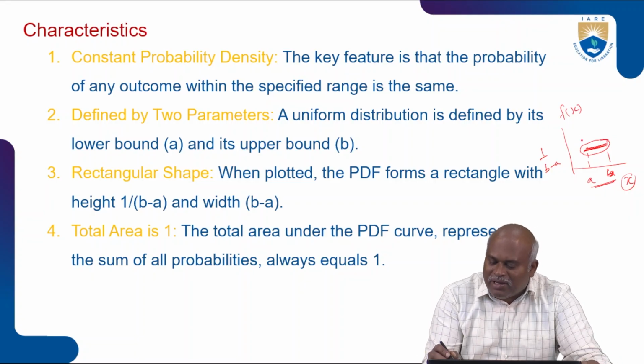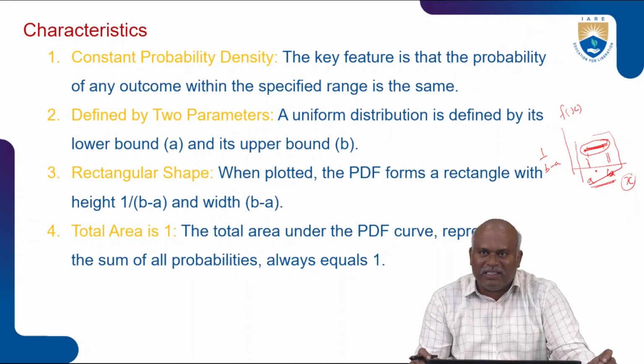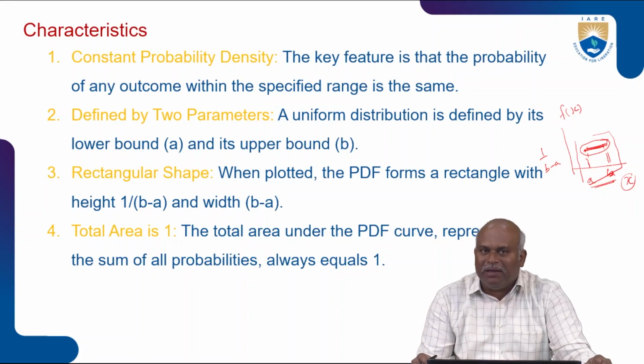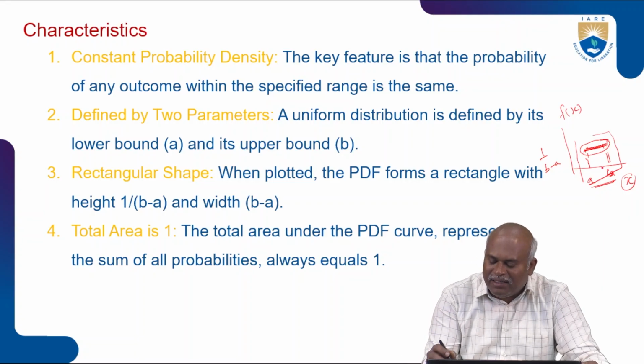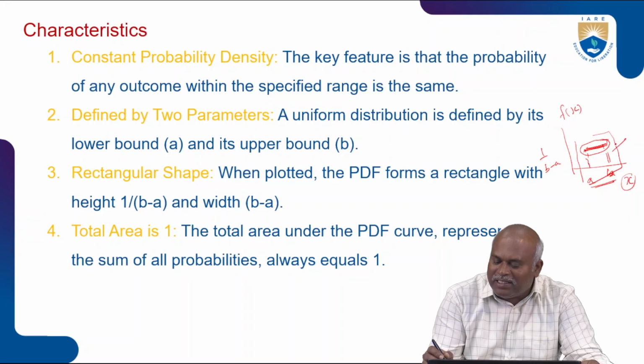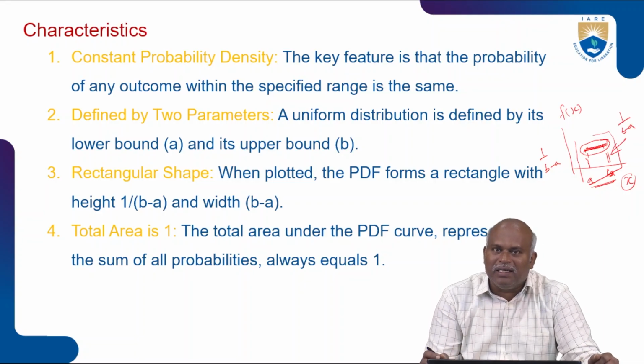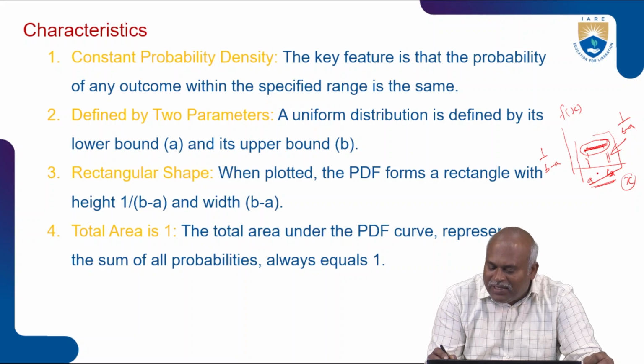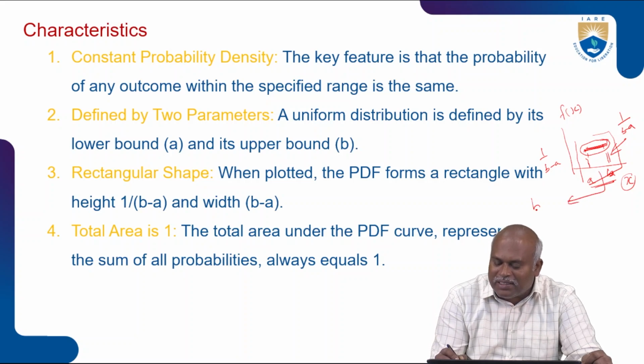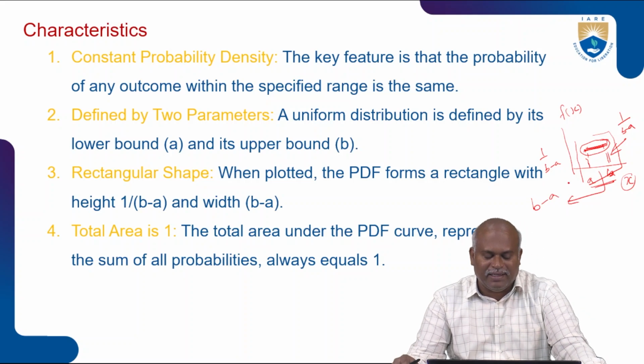Next, we go for the shape of the probability density function. You can see the shape in the graphical case of the uniform distribution. This shape looks like a rectangle. So that's what we represent as the rectangular shape characteristic of the uniform distribution. In this case, the height of the rectangle is equal to 1 by (b minus a), and the width is b minus a, we write.